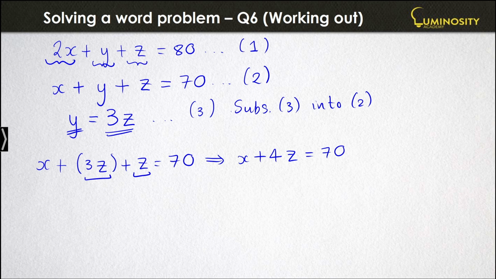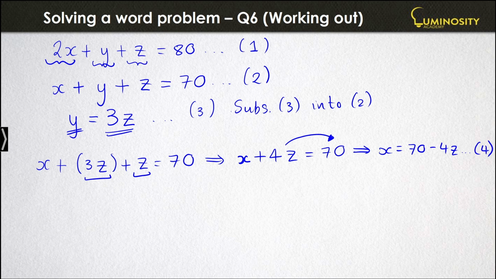Now I'm going to isolate x by itself so that I can write x with reference to z only. So I subtract 4z on both sides. So I have x equals 70 minus 4z. Let's call this equation 4.